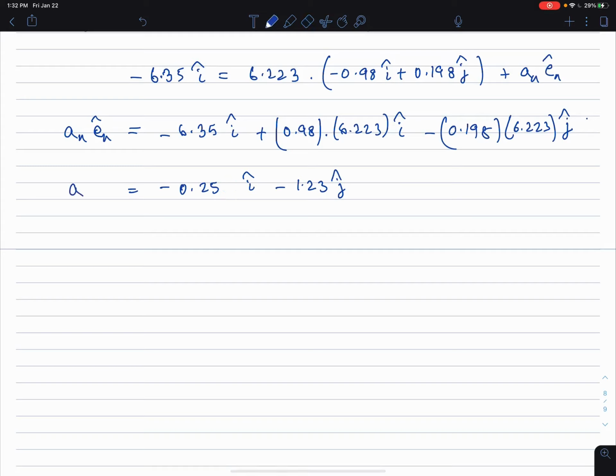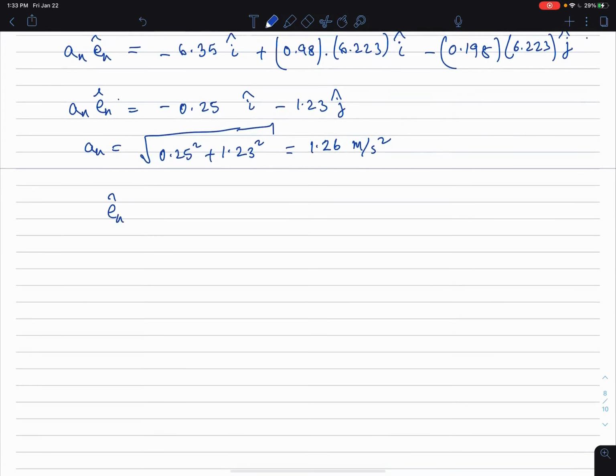So that's basically A sub n, e sub n. What does this mean? This whole vector along the normal direction of the acceleration is this quantity. So An itself is going to be the magnitude of this. An is going to be the square root of 0.25 squared plus 1.23 squared, which comes out to be 1.26 meters per second squared. And then en is going to be basically this vector divided by this magnitude, the unit vector along this direction.